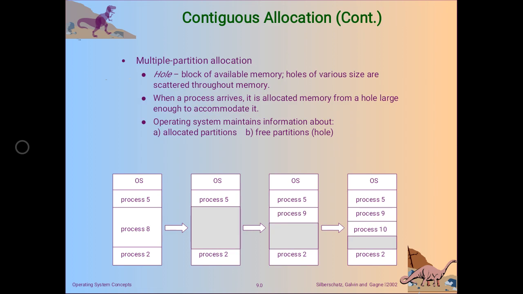Now moving on to the multiple partition allocation. As in single partition, the operating system resides permanently in low memory. Therefore, as in the diagram shown below, the remaining memory space is split into multiple partitions called holes. A hole is a block of available memory, and these holes are scattered throughout the memory. Each process is allocated memory from a hole that is enough to accommodate it, and it is the responsibility of the operating system to maintain the allocated and free partitions.